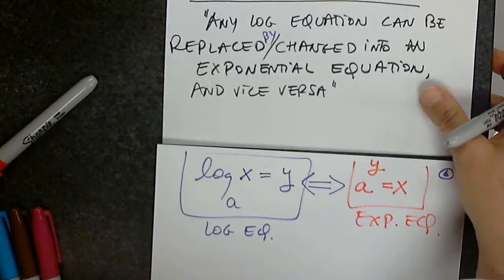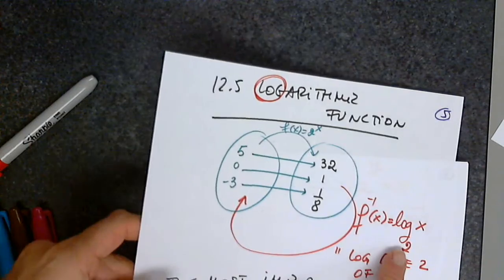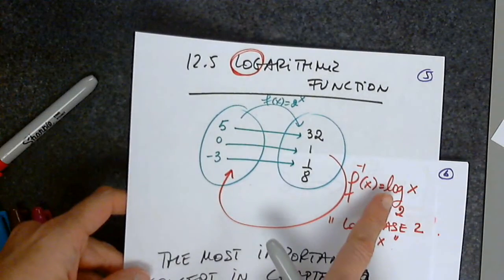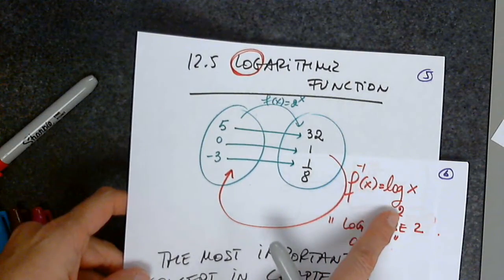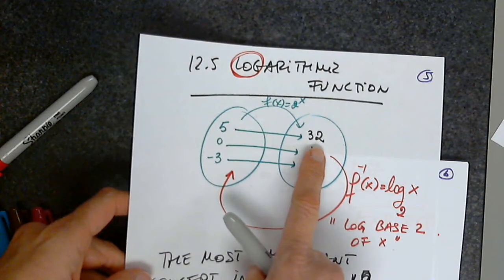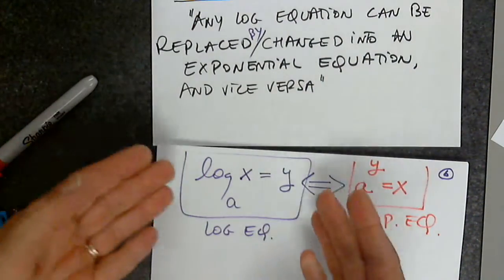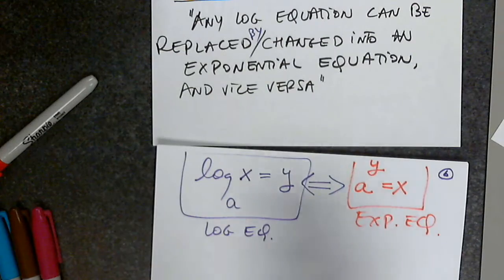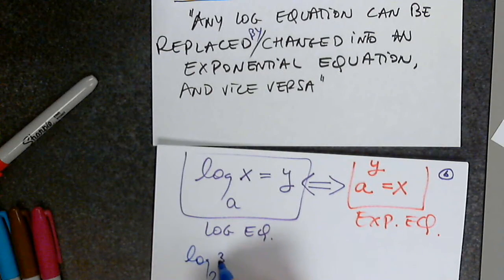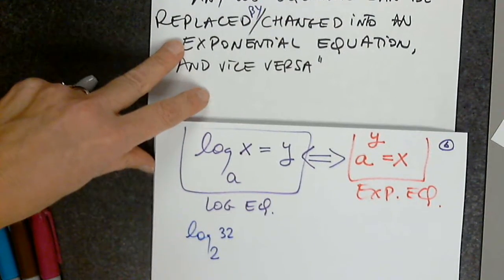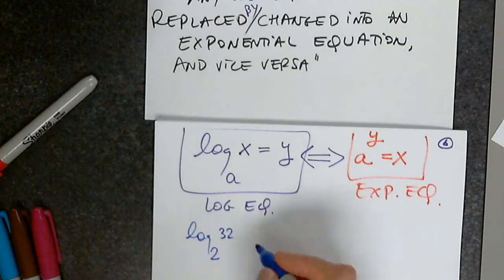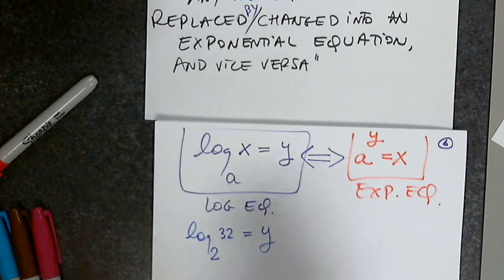So now I can show you the mechanism. I'm going to apply log base 2 to 32 and see what we get. So I'm on this side, log base 2 of 32. That equals y.